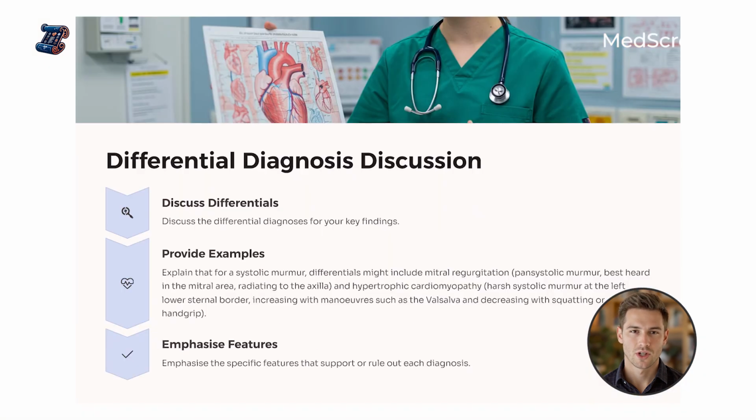Then discuss the differential diagnosis for your key findings. Explain that for a systolic murmur, differentials might include mitral regurgitation, which typically presents with a pansystolic murmur, best heard in the mitral area with radiation to the axilla, and hypertrophic cardiomyopathy, which often presents with a harsh systolic murmur at the left lower sternal border that increases with manoeuvres such as the Valsalva and decreases with squatting or hand grip. Clearly differentiate these conditions by emphasising the specific features that support or rule out each diagnosis.